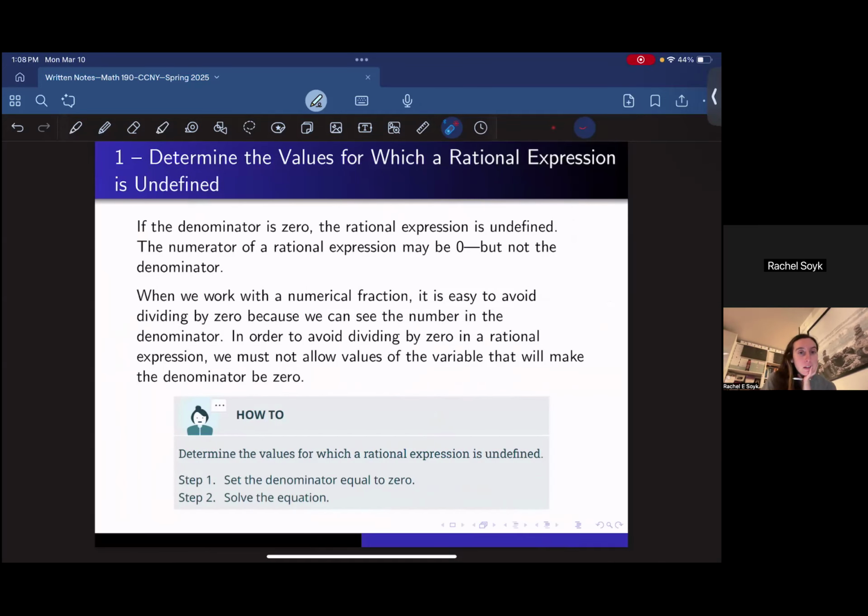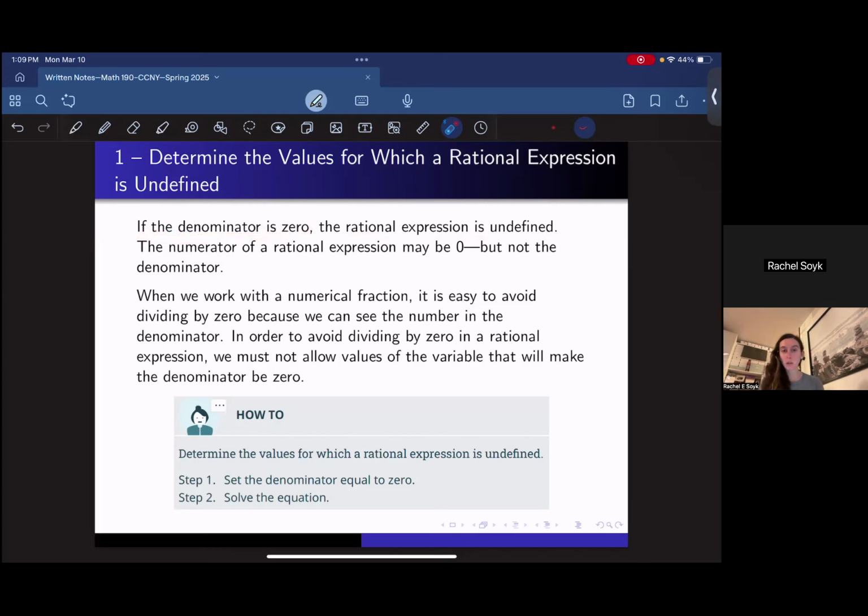Okay, and so this is our first objective that we're going to cover in this section. We have a notes section on that undefined representation in rational expressions, aka if the denominator is 0. This is important to know because it also really helps us in defining the domains of these types of functions when we get to them later on. So if the denominator is 0, the rational expression is undefined.